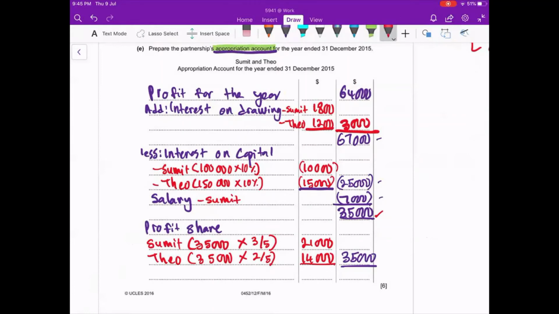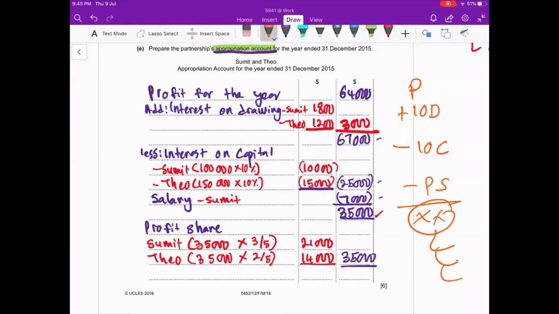Profit, I write the formula here: profit plus IOD minus IOC minus partner salary. You'll get the answer. This answer, share with the partners. How many partners do you have? Just share according to their agreement. According to their agreement. That's the appropriation account.